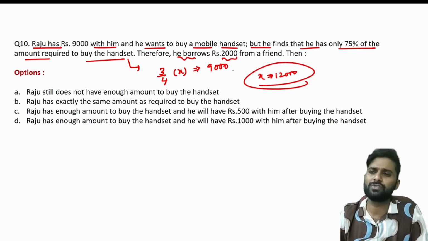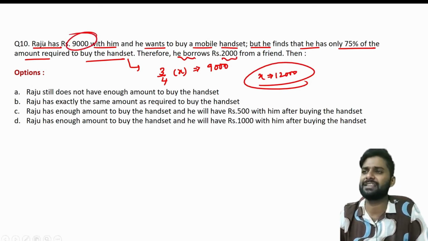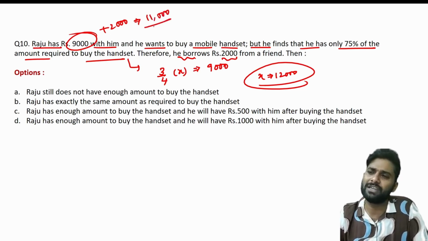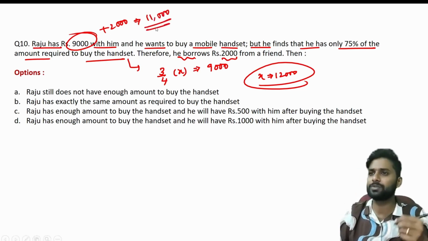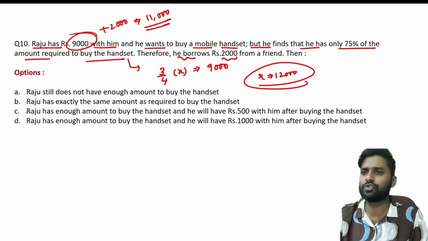Now he borrows 2,000. Guys, how much money does he already have? 9,000. He borrows 2,000 rupees from a friend. Now totally he is having only 11,000. Still he is unable to purchase that mobile handset. Now just go through the options here. Raju still does not have enough money to buy the handset.